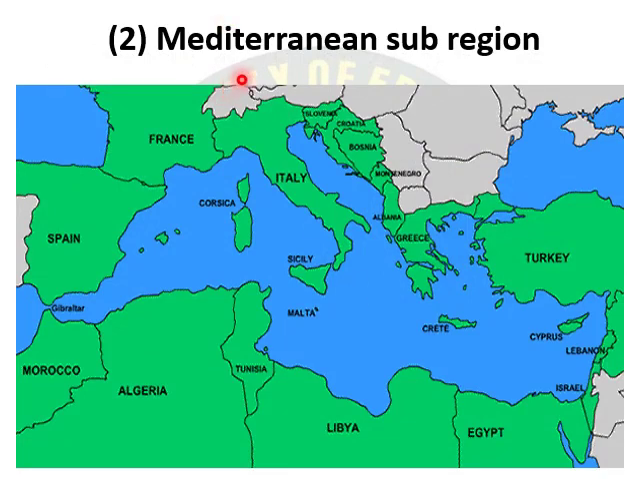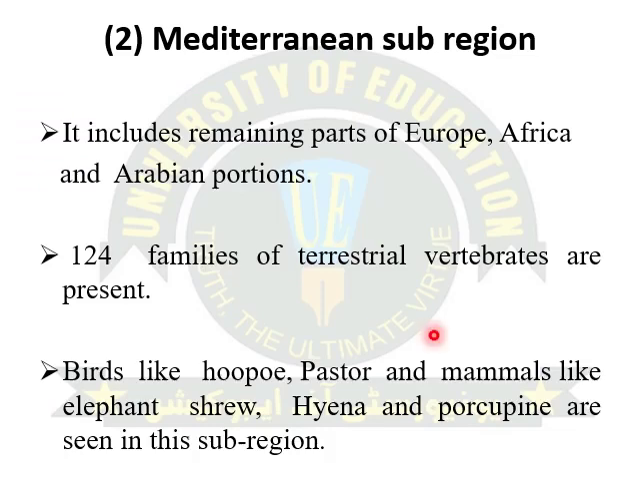Now we are going towards the second sub-region that is called the Mediterranean sub-region. You can see the map that presents the areas of the Mediterranean sub-region. Firstly, we are going to discuss the different areas that are included in the Mediterranean sub-region. The remaining parts of Europe, Africa, and Arabian portions are included in this sub-region.